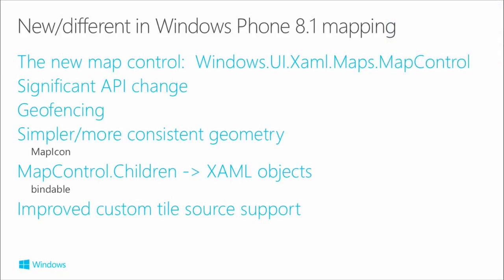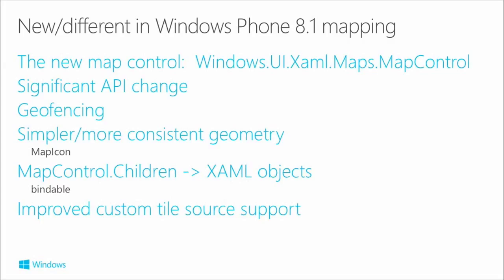Yeah. So, okay, what's new and different in Windows Phone 8.1 mapping? As we said, we've got the new maps control. There is a significant API change. If you have been building mapping applications and geolocation applications in Windows Phone 8.0, there are going to be some substantial updates. But along with those updates, we get cool stuff like geofencing. We have a simpler, more consistent geometry. This is actually really exciting.